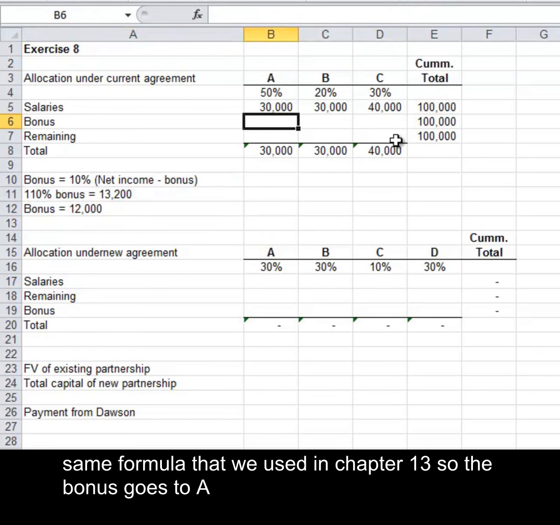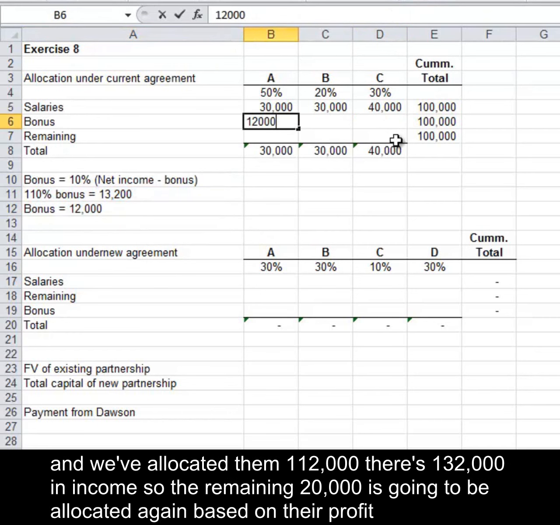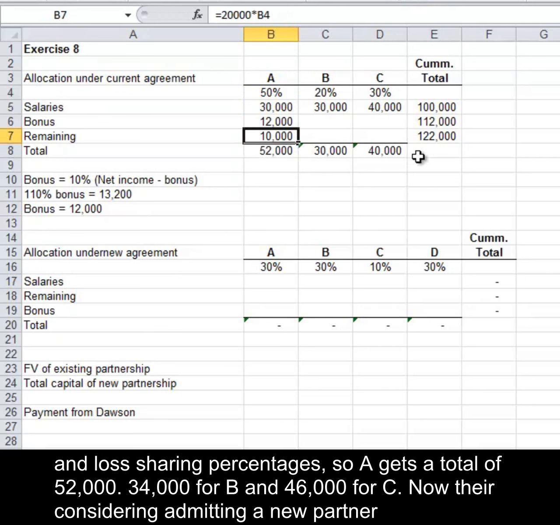So the bonus goes to A, and we've allocated then 112,000. There's 132,000 in income, so the remaining 20,000 is going to be allocated again based on their profit and loss sharing percentages. So A gets a total of 52,000, 34,000 for B, and 46,000 for C.